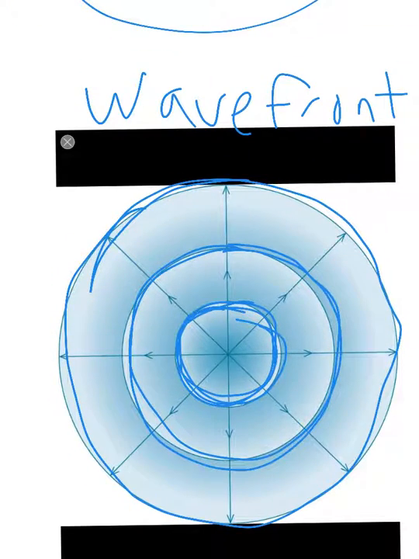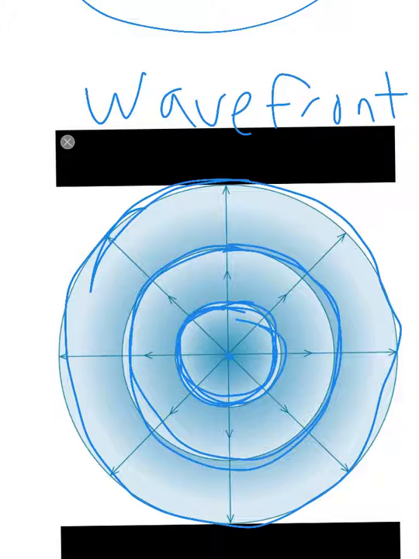So you can imagine this. This is a point source of light that emits wave fronts, exactly like if you were to drop a stone into a puddle and it creates ripples. So this point source of light represents ripples, and the ripples are wave fronts.